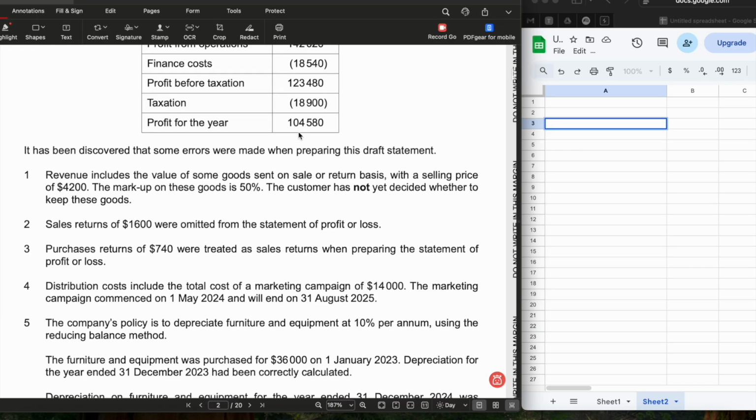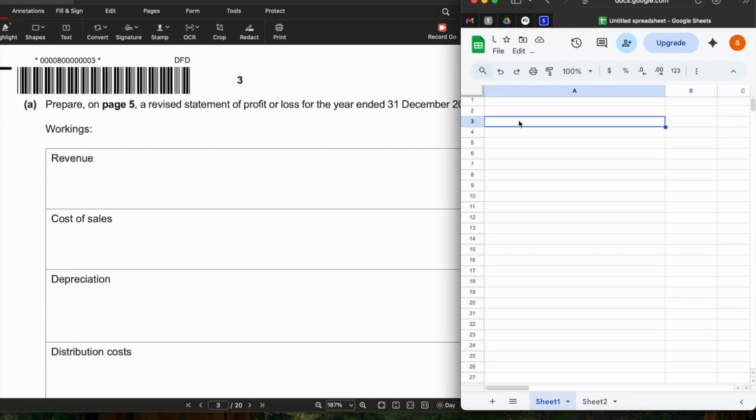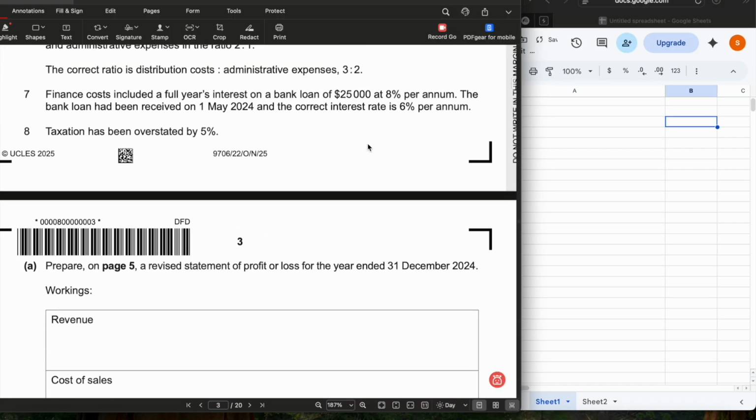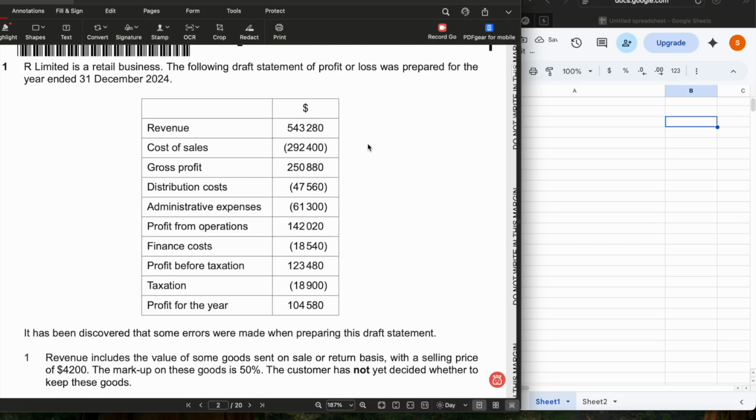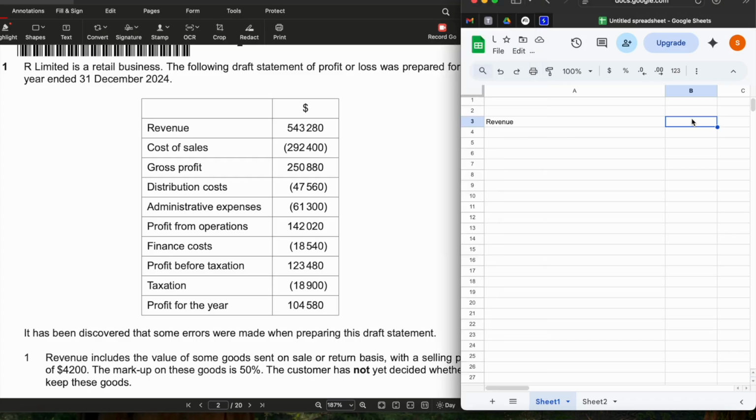We'll start with the first one, revenue. And the revenue amount mentioned in the question is 543,280.